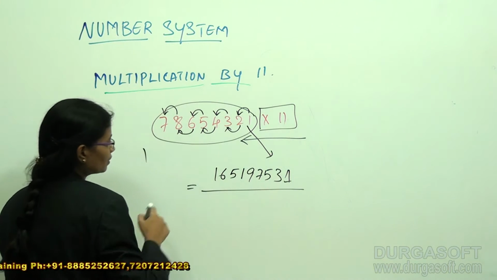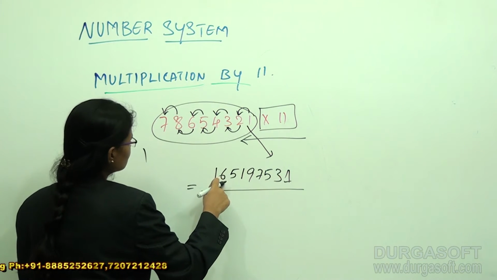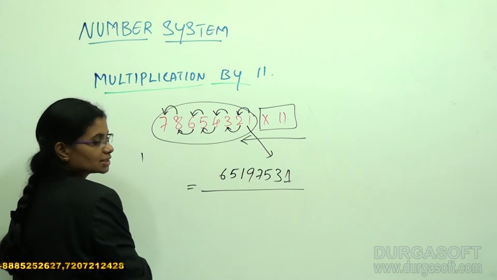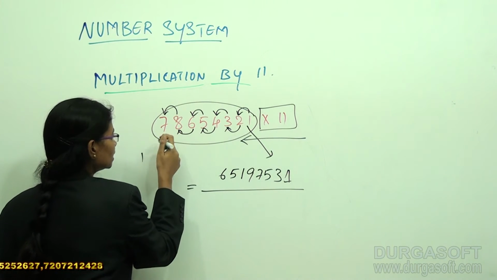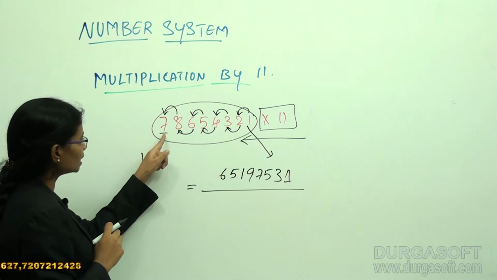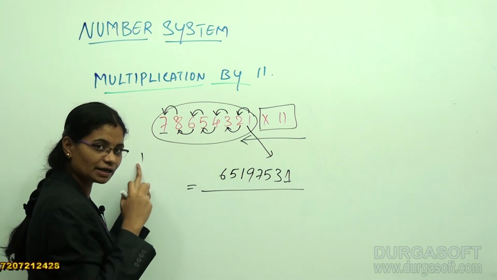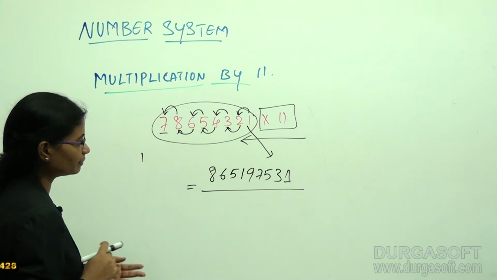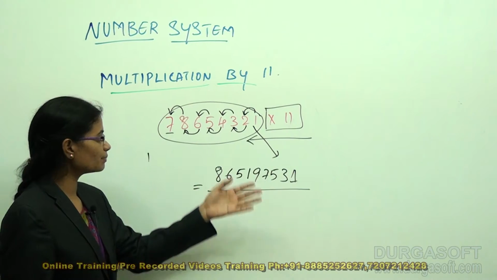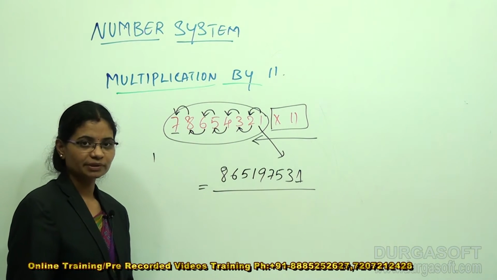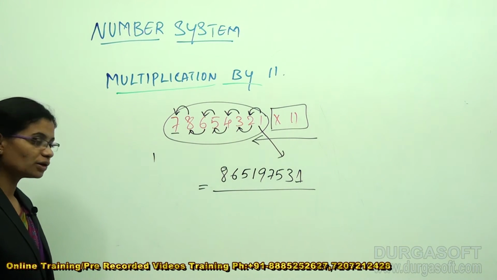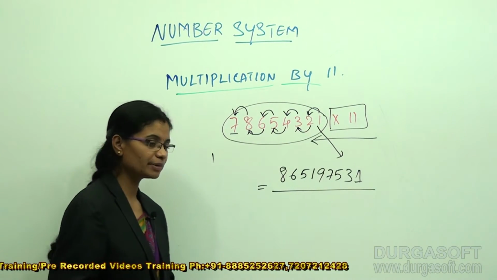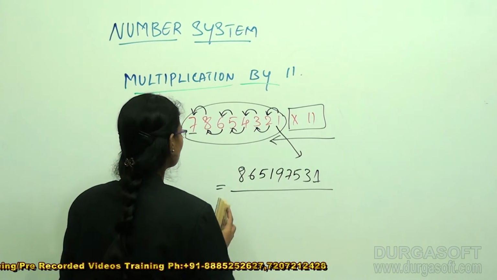Next, if you add these 2, you will get 15, 15 plus 1, 16. So we'll write 6 here and keep 1 in mind, right? We are done only till 7 plus 8. And last, whatever digit is left over, 7, for that 7 just add the 1 we are left with, that is 8. So 865197531 will be our answer. If we multiply this number with 11, we'll get this number, right? So just to avoid all the long steps, we can go with this multiplication. You can try taking different numbers and see how easily we can go with this.